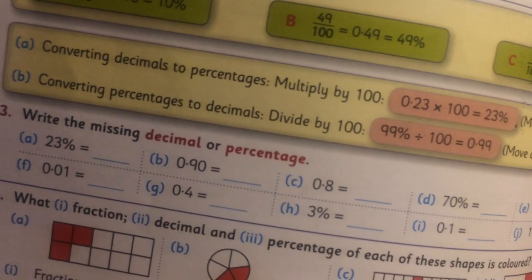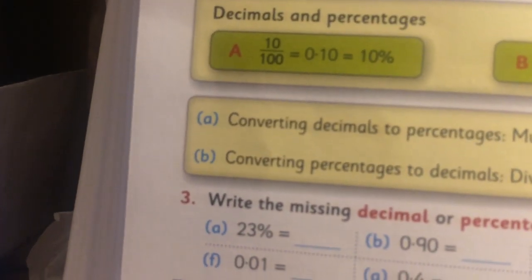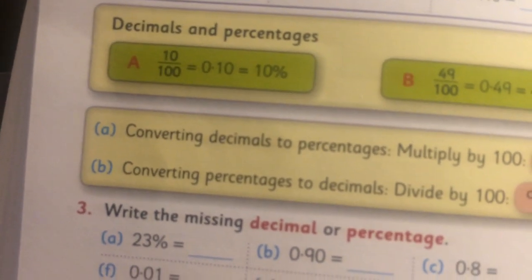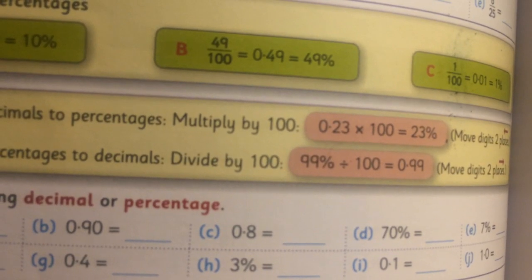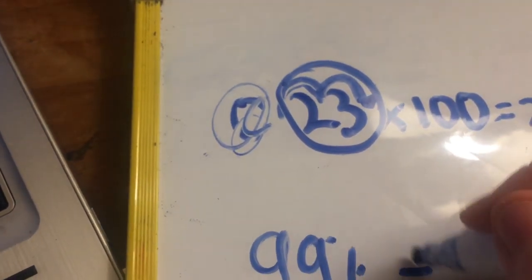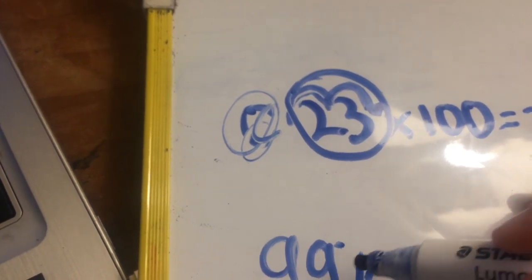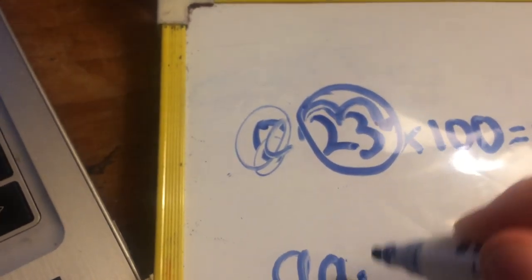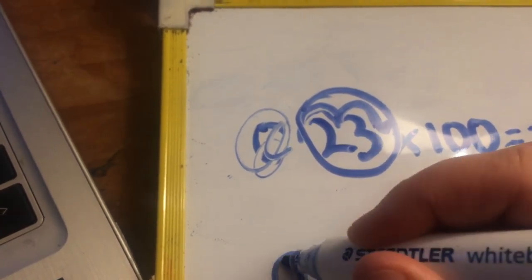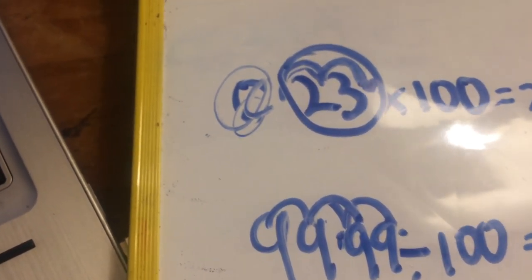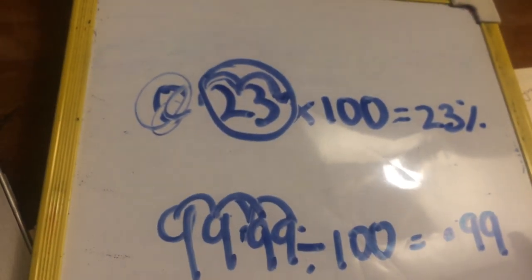So then looking at the next one, move digits 2 places to the left. Same here, converting percentages to decimals. If you multiply by 100 to change a decimal to a percentage, now you divide by 100 to make it into a decimal. So you just reverse the process. So 99% divided by 100 is you just basically move the digits 2 places. So if we had 99 here, I'm going to move this 1, 2. So it's 0.99, okay? Because you remember 100% would be 1. So 99% would be 0.99, okay?